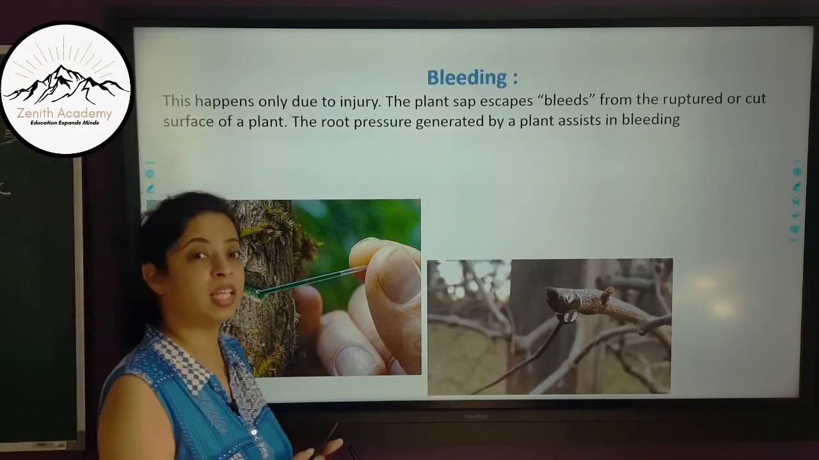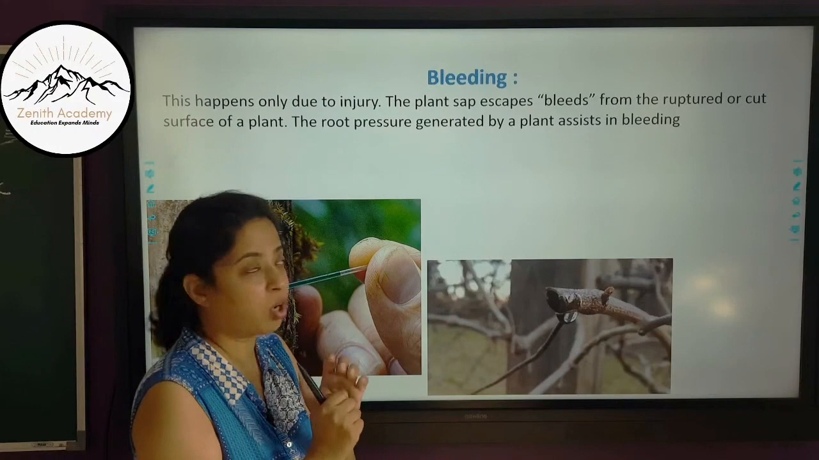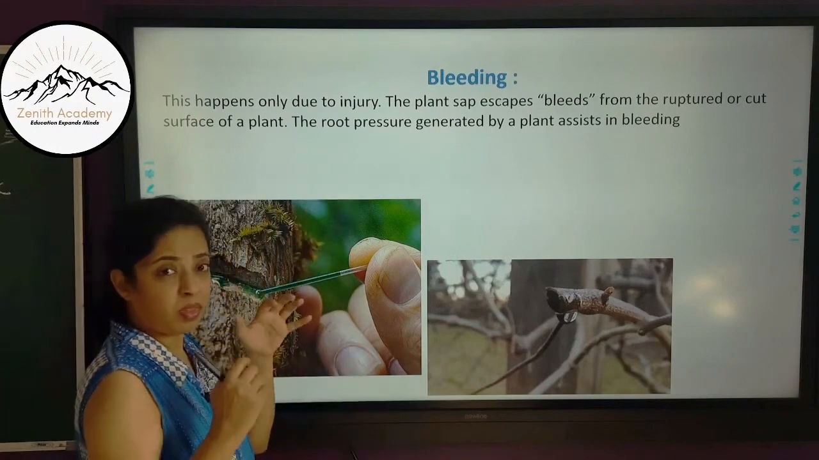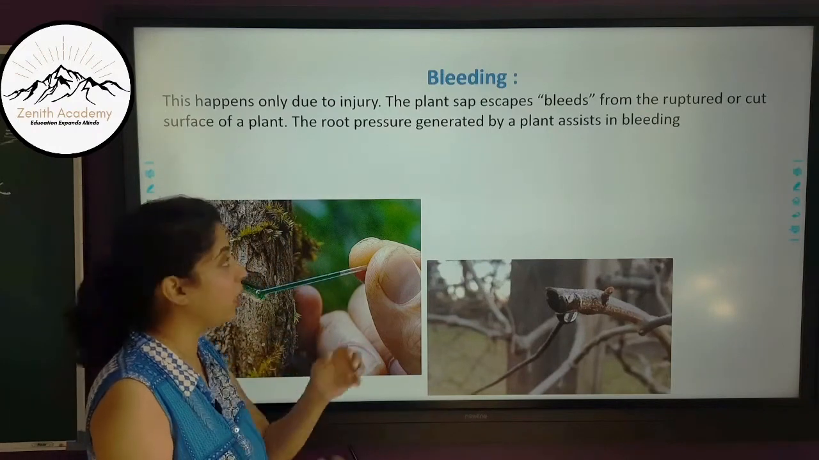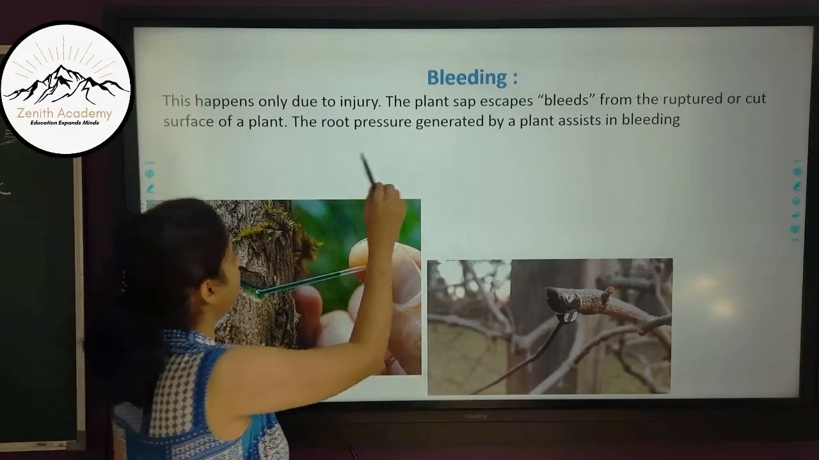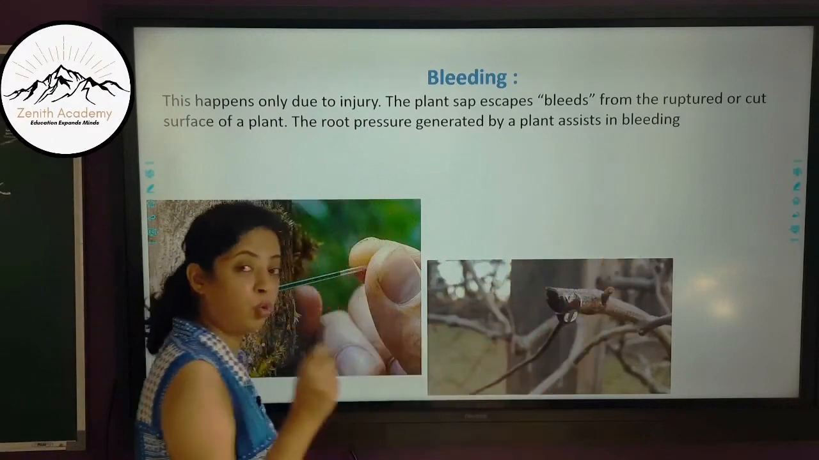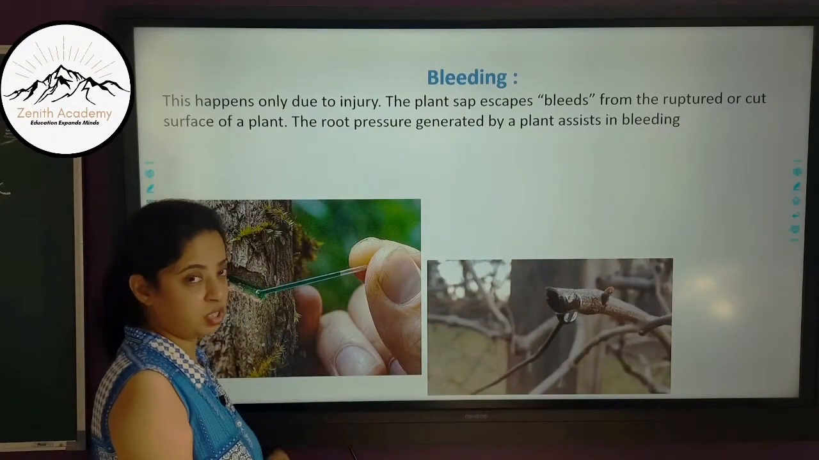Now this happens even in winters when due to the cold there is a rupture or cut in the plant and the root pressure is already high. So high root pressure should also be there in this type. The root pressure generated by the plant assists in bleeding. So if the root pressure is more, bleeding occurs naturally.